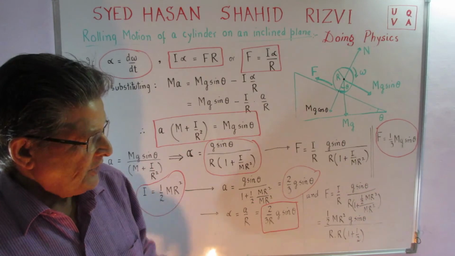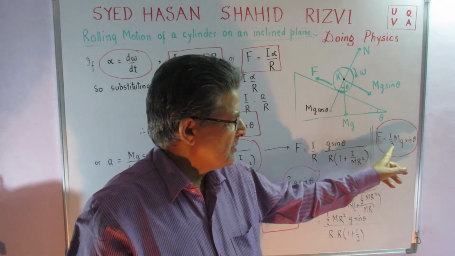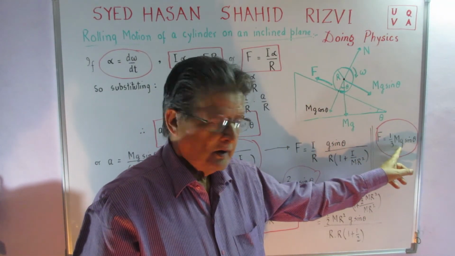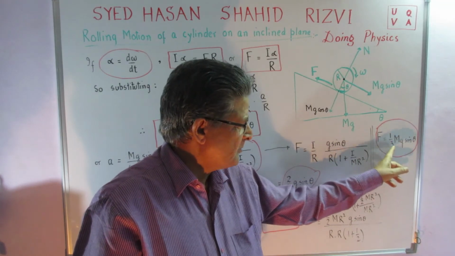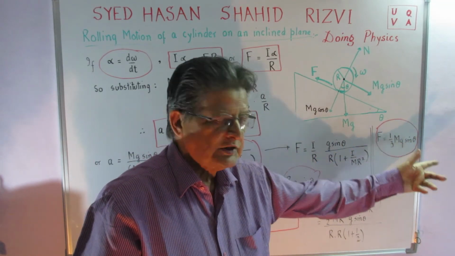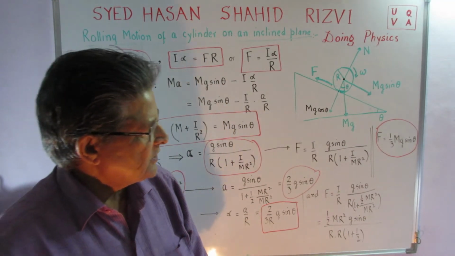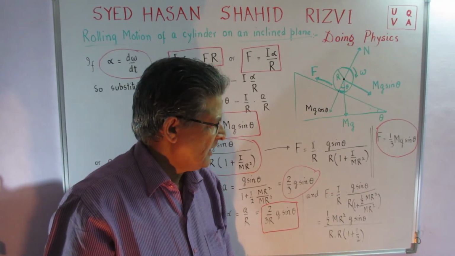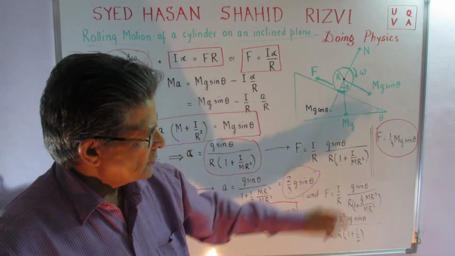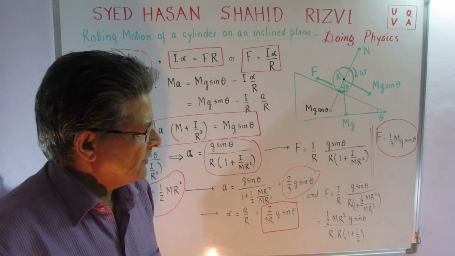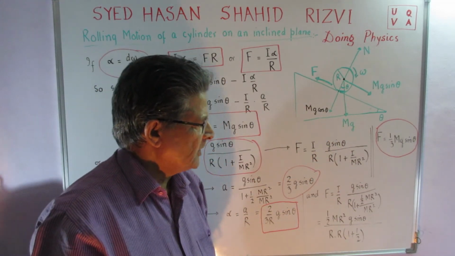Okay, see, the f has to be much less than mg, because it is divided by 3, and sine theta cannot take a value more than 1. The value of sine theta is also much less than 1, so therefore the force that we obtain is equal to 1 by 3 mg sine of theta.